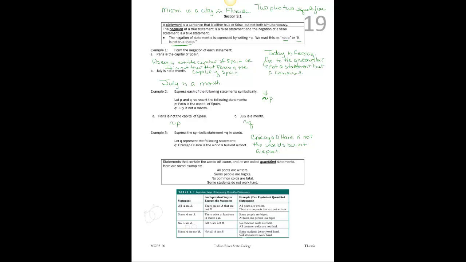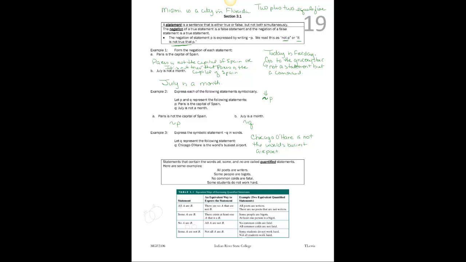All poets are writers. Here's some examples. Some people are bigots. No common colds are fatal. Some students do not work hard. Now, this is where you're going to have to, I don't have a catchy phrase for you to remember. We're going to be looking at the equivalent statements to what we have here. All A's are B's. The equivalent statement is there are no A's that are not B's. Okay, so this is where, yes, we're going to work together with this because it becomes confusing.